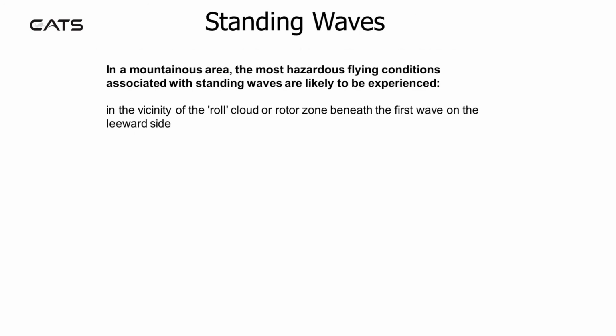In mountainous areas, the most hazardous flying conditions associated with standing waves are likely to be experienced in the vicinity of the roll cloud or rotor zone beneath the first wave on the leeward side.